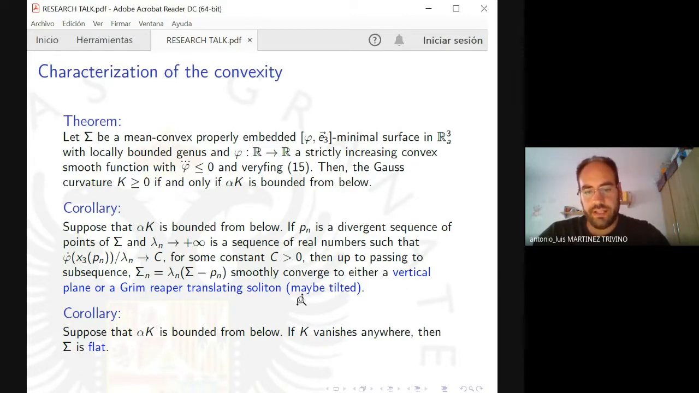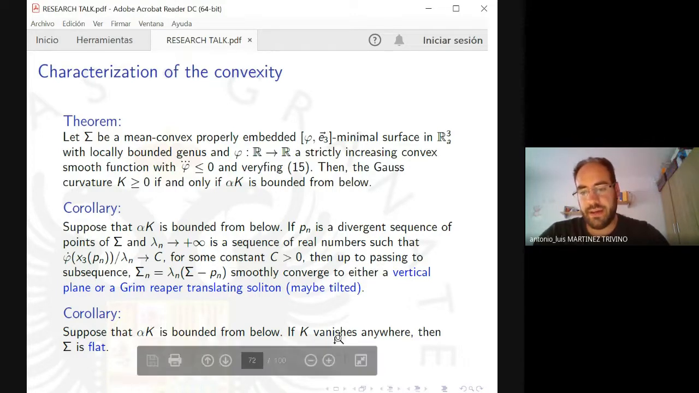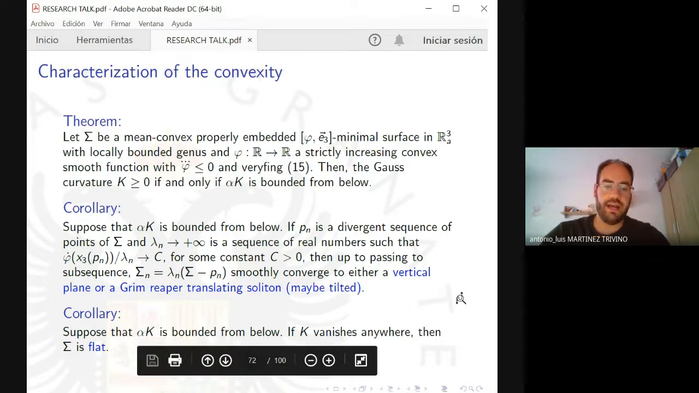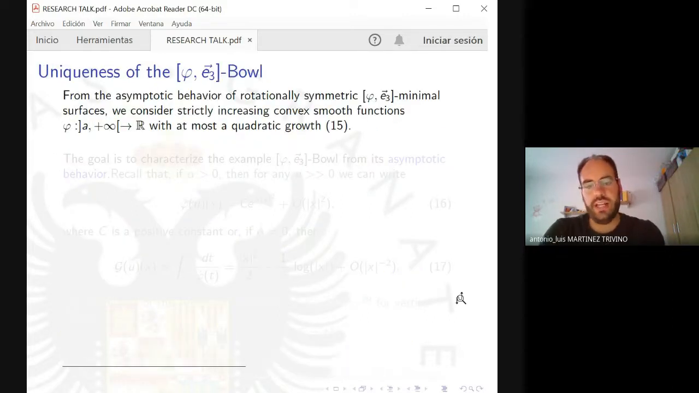On the other hand, if we assume that this function is bounded from below and bear in mind the maximum principle for the Gauss curvature, if K vanishes anywhere, then sigma is flat. Okay, so let's start with the last part of this talk. We characterize the example phi3 boards and phi3 catenary cylinders by their asymptotic behavior. Firstly, we study the uniqueness of the phi3 boards.